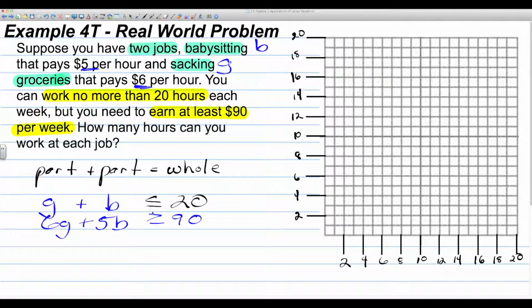So now we have 2 inequalities that we can graph. Now let me separate these inequalities. It's going to let me grab them real quick.